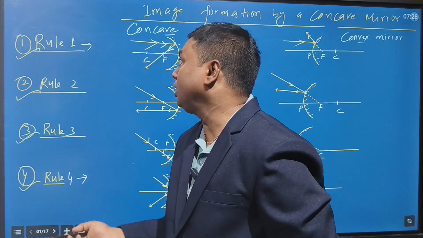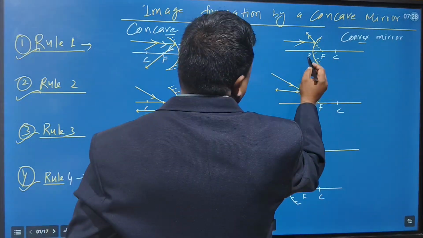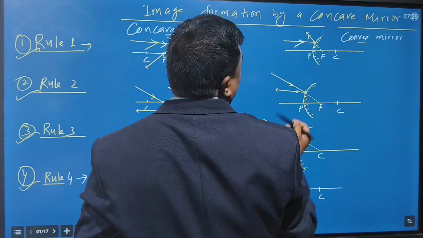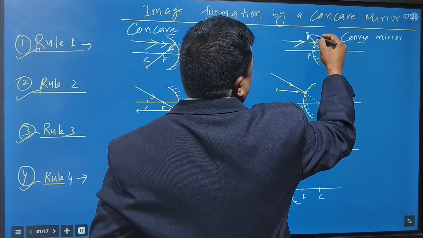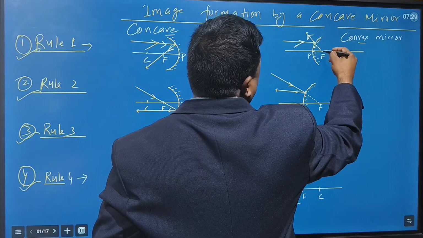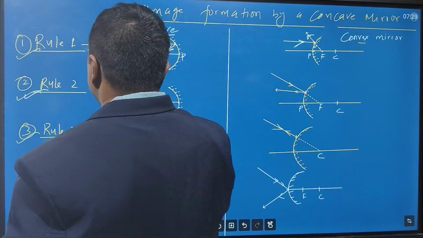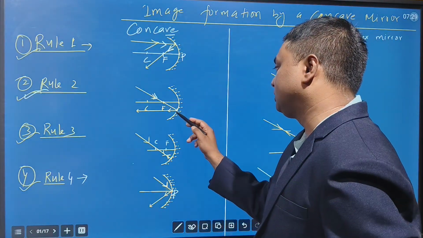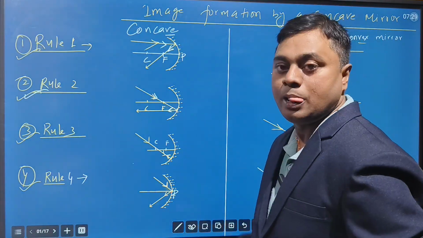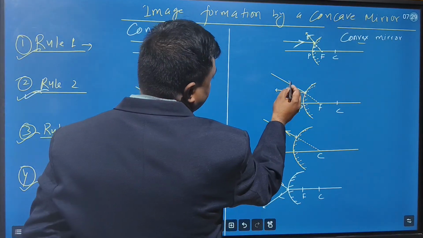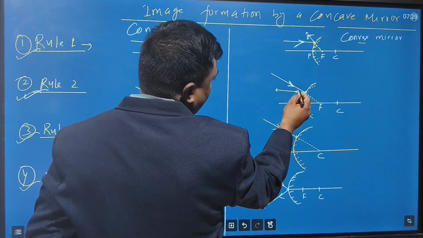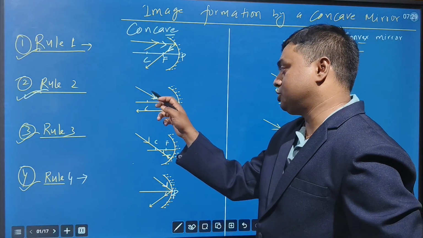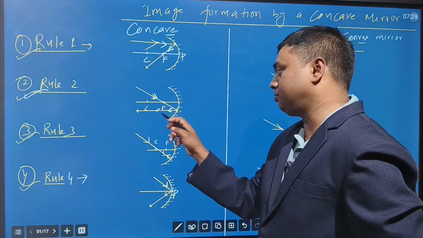In case of convex mirror, this is a convex mirror, inner part is polished, yes or no? If any ray of light is parallel to the principal axis, after reflection it will diverge, it will appear to pass through the point of focus. Rule number 2. Okay, if a ray of light is directed towards the focus, after reflection it becomes parallel. Here, if a ray of light is directed towards the focus, after reflection it becomes parallel. Okay, and here if the ray of light is passing through the focus, after reflection it becomes parallel.